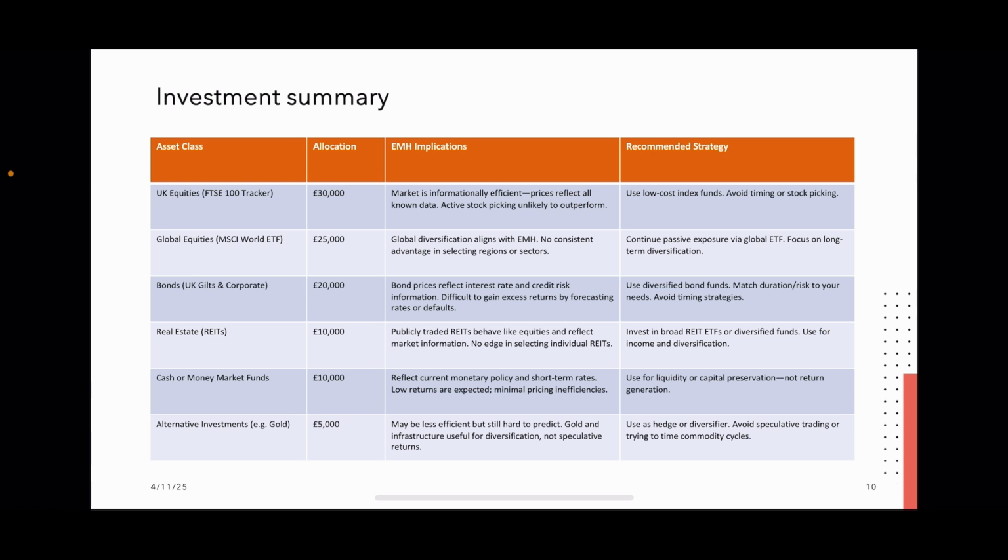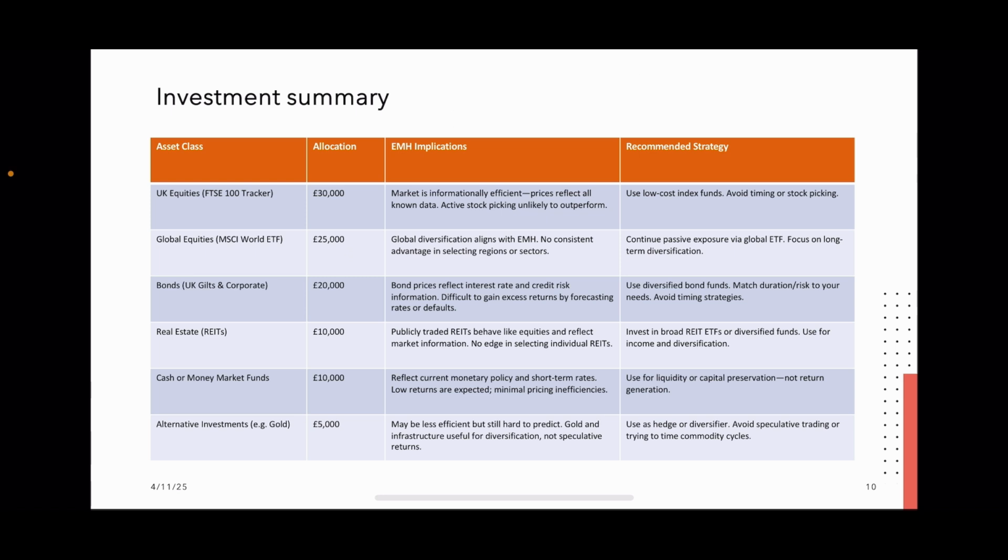Cash or money market funds reflect current monetary policy and short-term rates. Low returns are expected and there are minimal pricing inefficiencies. Therefore, use for liquidity or capital preservation, not return generation.